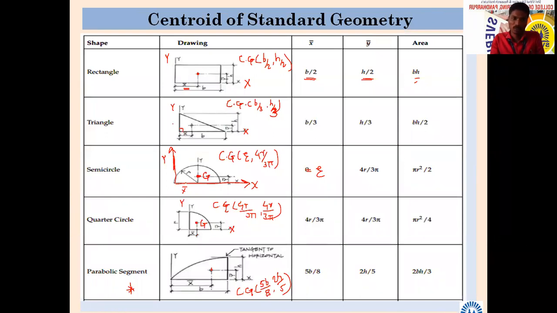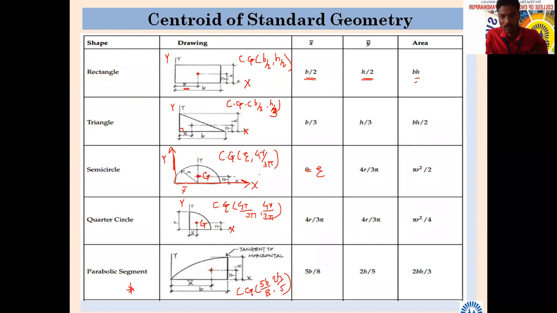Further to that, we have seen the centroid of certain geometries. These are simple geometries in a proper or simple position. There may be certain other geometries too, and we will see how to find the centroid or center of gravity of that figure once it comes.